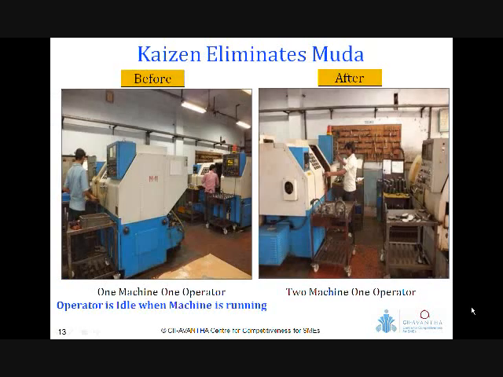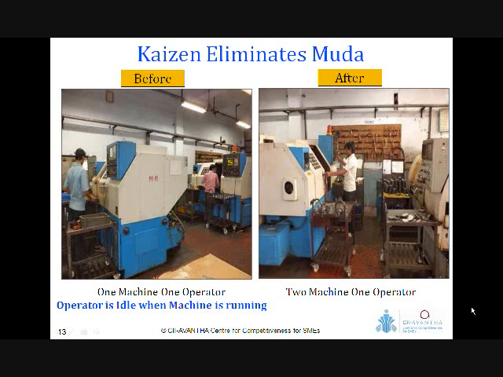Here in the picture you can see the before case: a CNC machine where 2 operators are working. Operator is idle when machine is running. In CNC their job is to load, unload and do setup. So nearly 50 to 60% of the time is idle. So we have to think reverse of the Kaizen. Use ECR technique, eliminate idle time or reduce idle time.